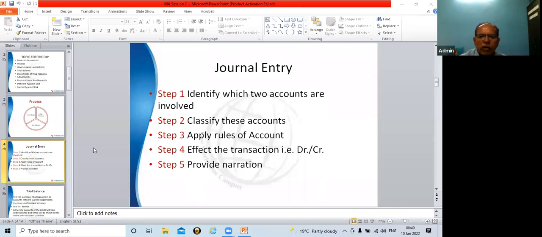Now classify these accounts. Now in this transaction, purchase of goods, where is it classified? Which account does this belong to? Purchase of goods.